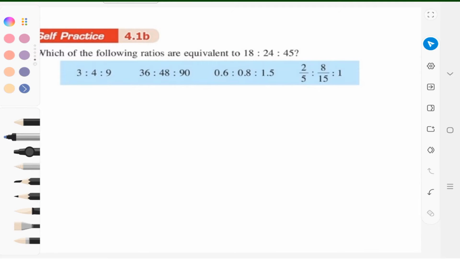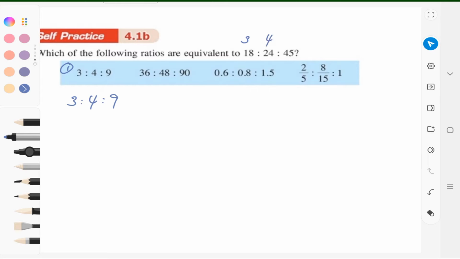Let's discuss Chapter 4, 4.1 Ratios. Which of the following ratios are equivalent to 18 to 24 to 45? There are 4 ratios here. We are going to compare them one by one to 18 to 24 to 45. Let's take a look at the first ratio, which is 3 to 4 to 9.